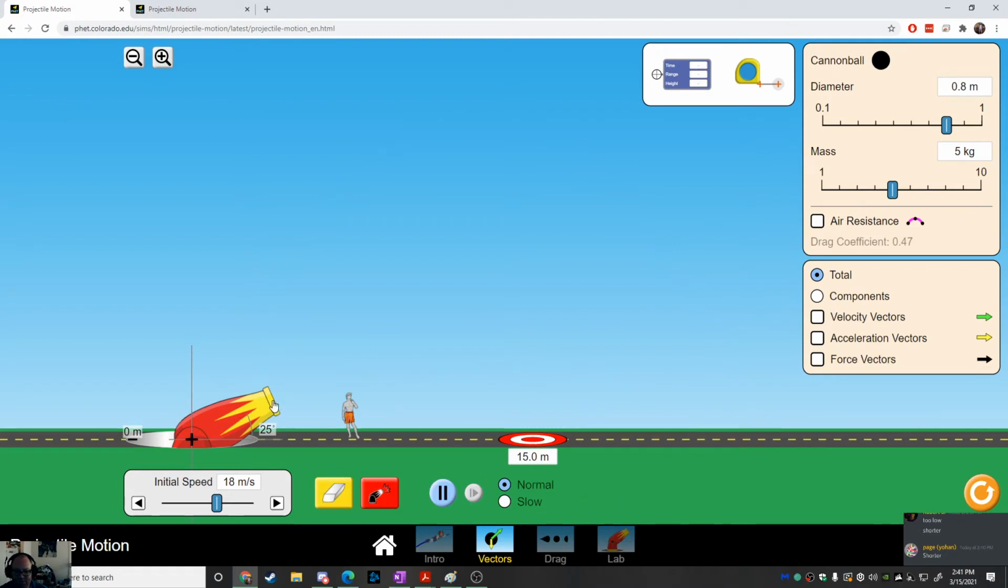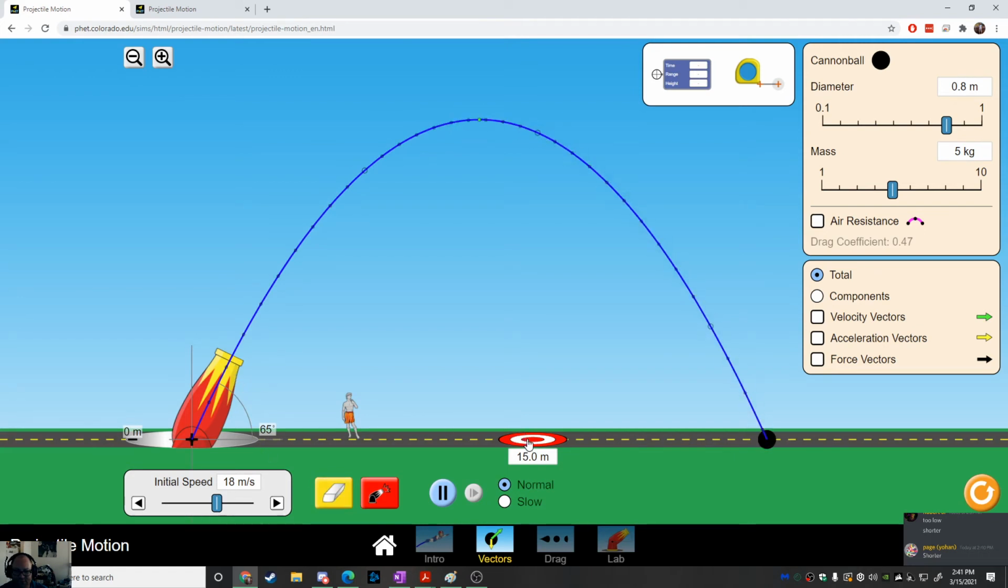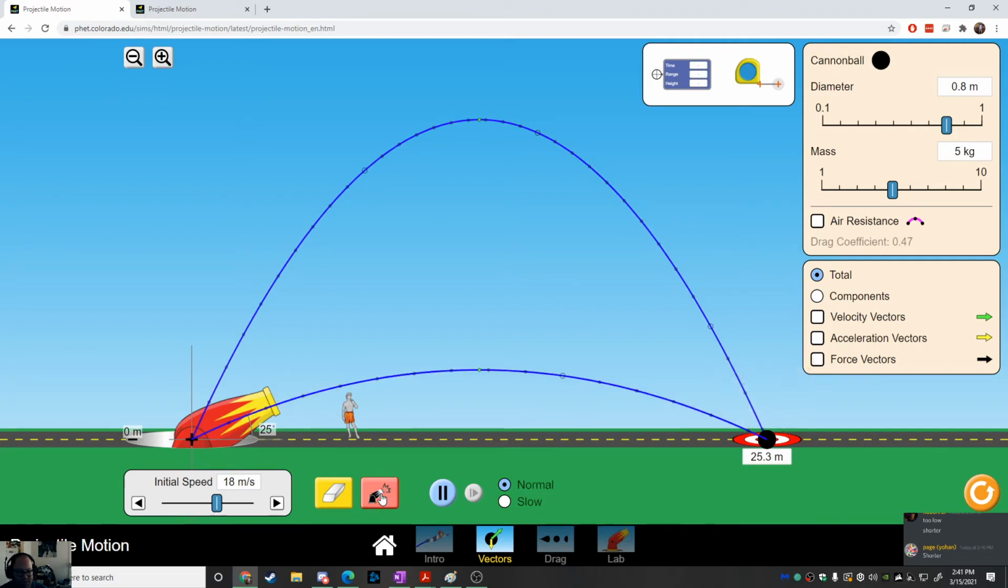So we'll erase these. So if I go at 65 and I shoot it, we can actually move the marker to that same location if we want to. Looks like it went about 25.3 meters. And then if I go down to 25 and I shoot it, I get exactly the same. Now this shouldn't surprise you. This isn't that surprising, right?